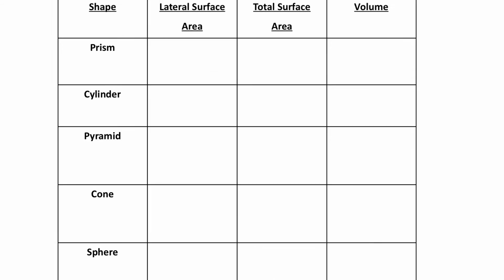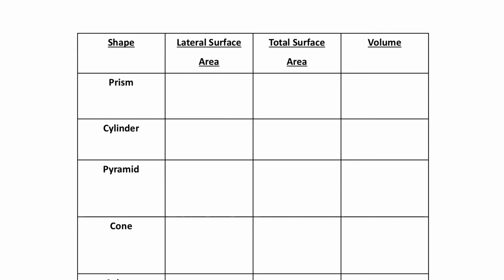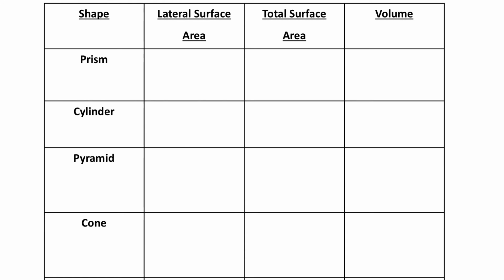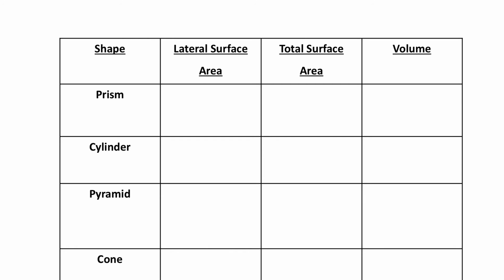All right. Now what we're going to do is I'm not going to really talk about them, I'm just going to give them to you. So lateral surface area of a prism is pH. Total is pH plus 2B. And volume is B times h.